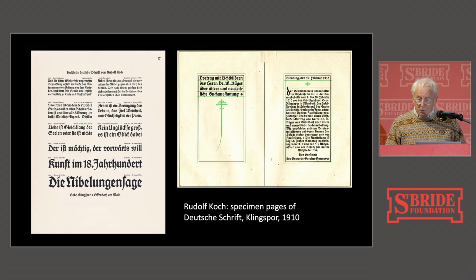Now, there's quite a lot to unpack here. First of all, Deutsche Schrift was a black letter face, something for which Koch was a strong advocate, believing that Gothic script was something essential to the German national or racial consciousness. I'll come back to this in a moment.